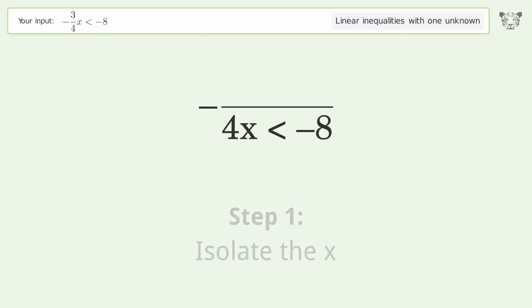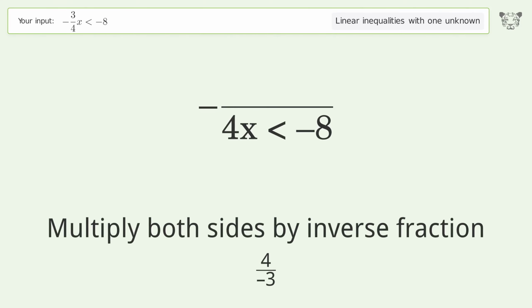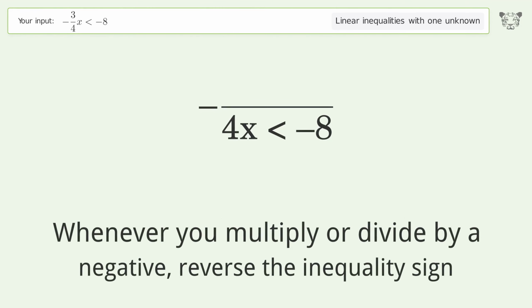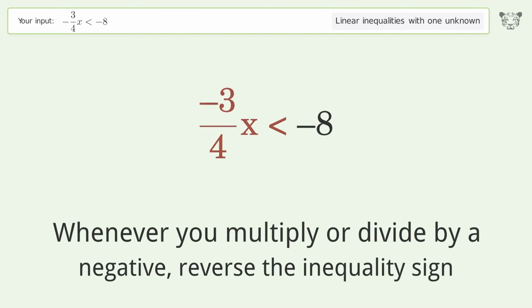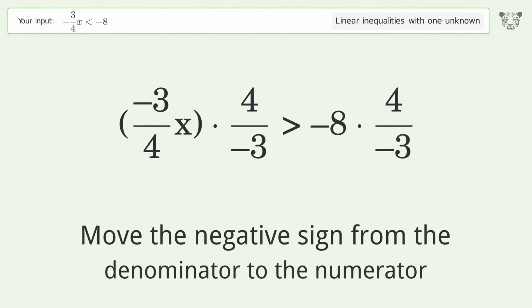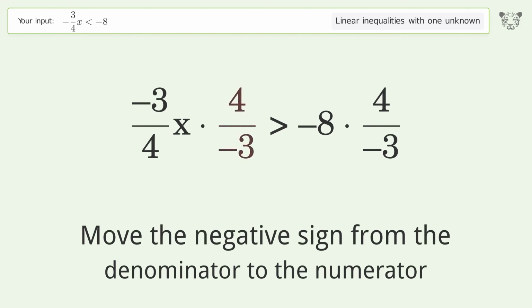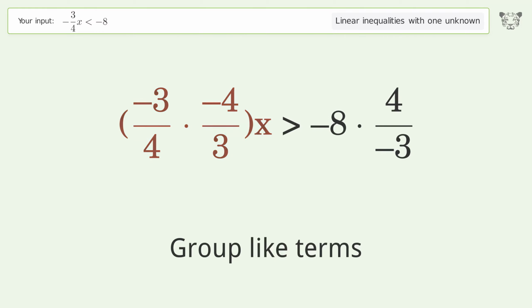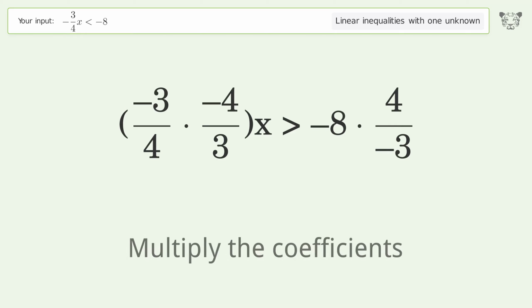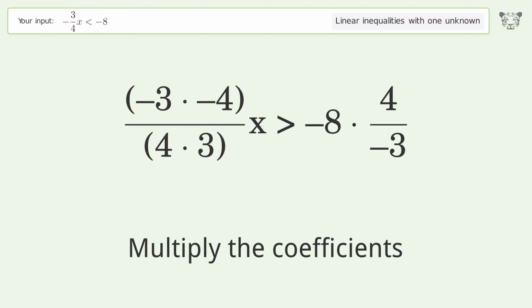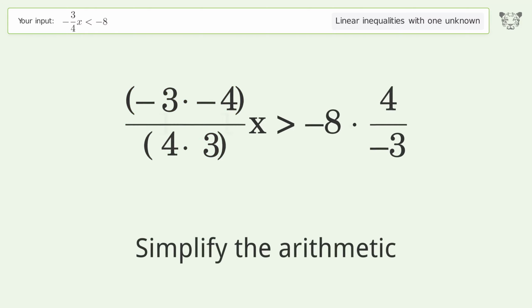Isolate the x. Multiply both sides by inverse fraction 4 over negative 3. Whenever you multiply or divide by a negative, reverse the inequality sign. Move the negative sign from the denominator to the numerator. Group like terms. Multiply the coefficients. Simplify the arithmetic.